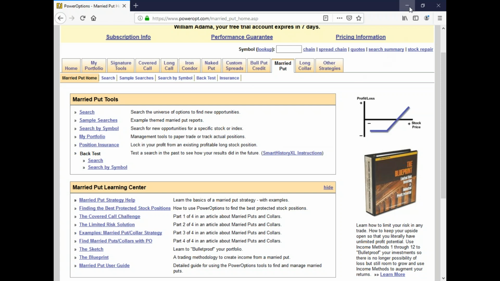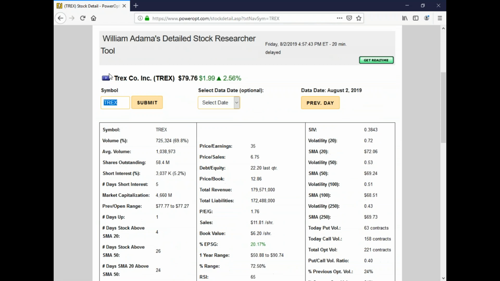One of my positions, I did that with recently, Trex. I'm not going to show the specific income method here because that's what the blueprint's for. But I'm going to go to Trex. This was a fun one. This was a married put I was in.